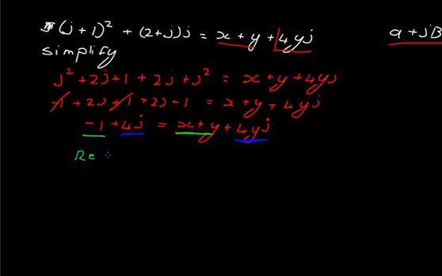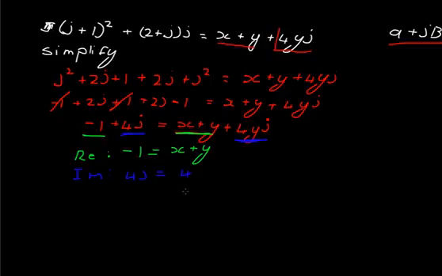The real part of the equation is, what's the real stuff on the left? Minus 1 is equal to the real stuff on the right, x plus y. Okay, then let's do the imaginary part of the equation, which is 4j is equal to 4y.